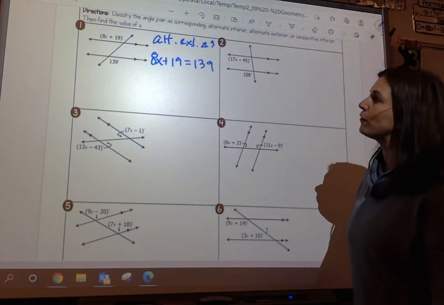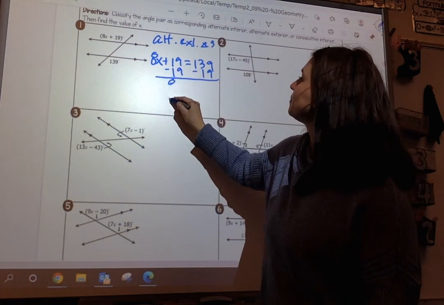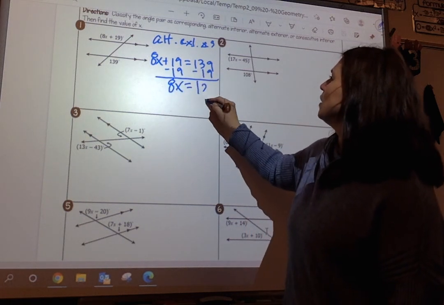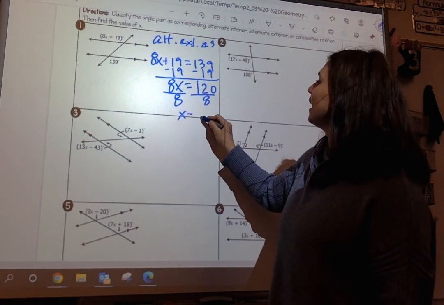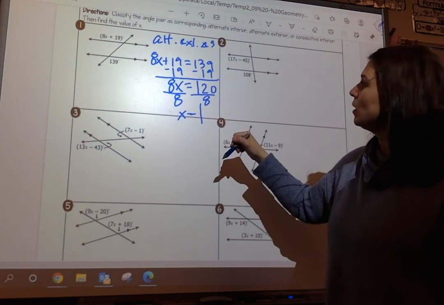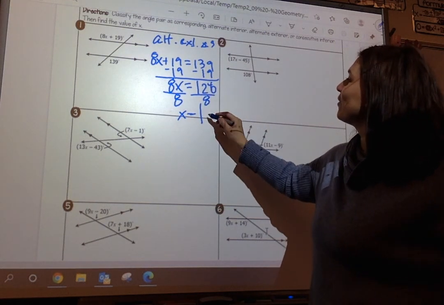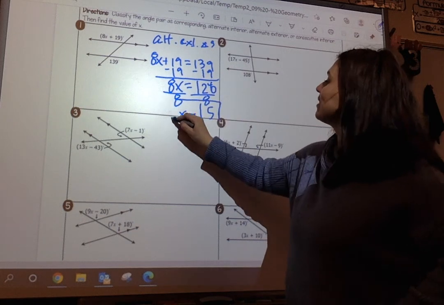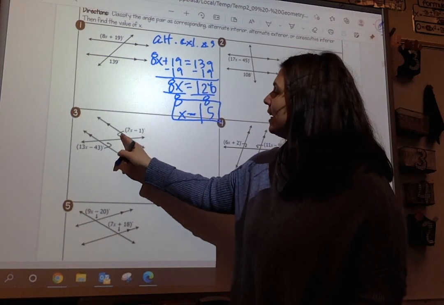And then if I'm solving for x, of course we subtract 19 on both sides. And I get 8x is equal to 120. Divide both sides by 8. 8 goes into 12 one time with 4 left over, and 8 goes into 40 five times. So x equals 15.